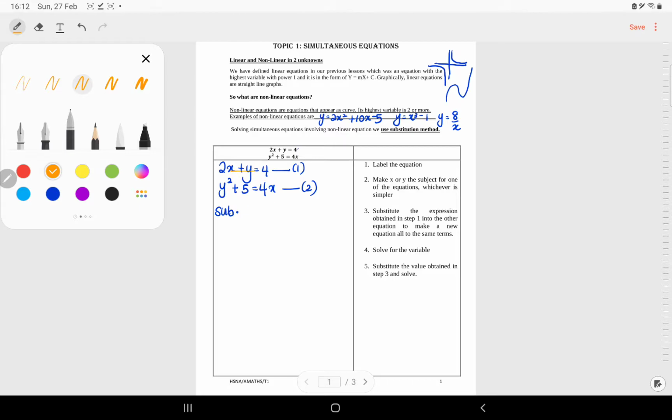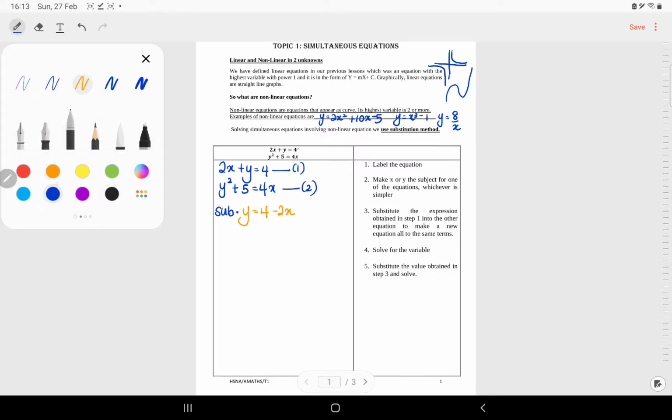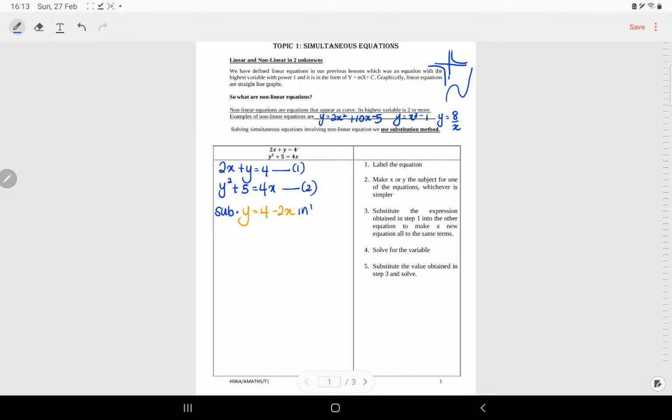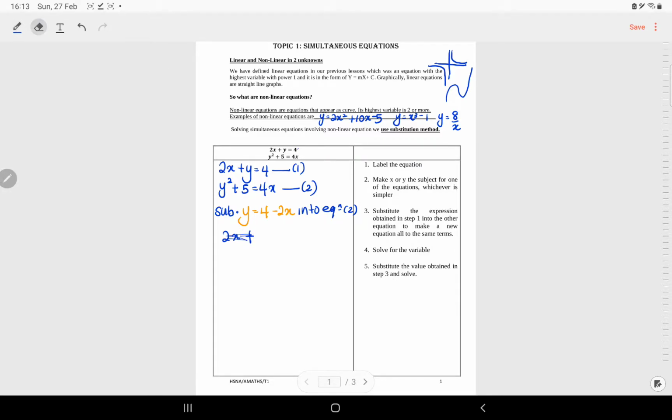Okay, you make y the subject, you bring 2x to the other side. So substitute y equals 4 minus 2x into equation 2. Okay, so if I do that, what I will get is 2x plus... So I substitute that into equation 2.